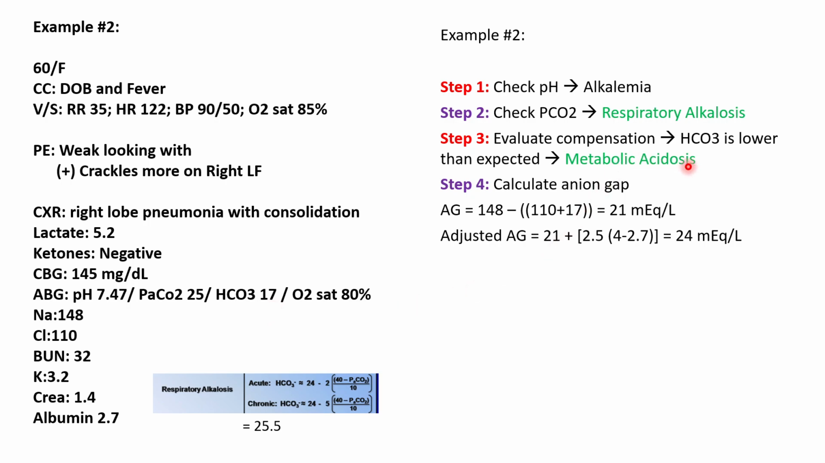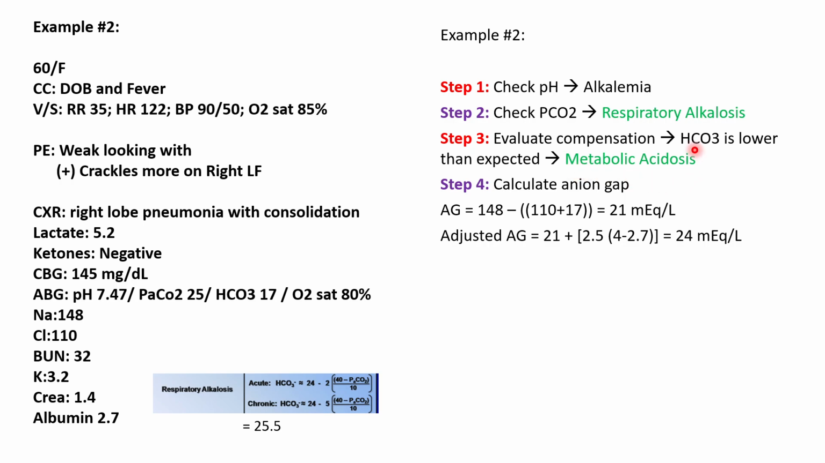But let us not discuss the presentation, just look at the ABG. Okay, so check the pH, that is elevated, an alkalemia. So check the PaCO2, it's lower, so maybe this is the cause of the alkalemia. So this is respiratory alkalosis. Okay, check the compensation, if the bicarb of 17 is appropriate compensation.